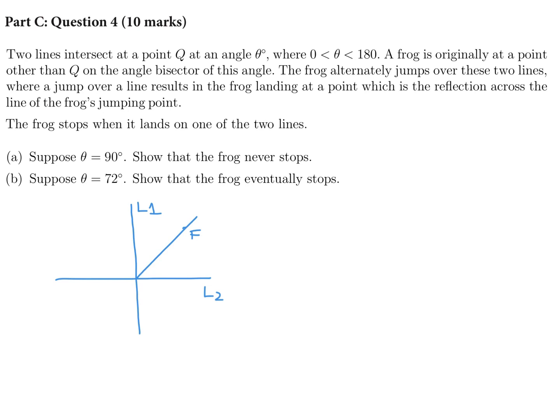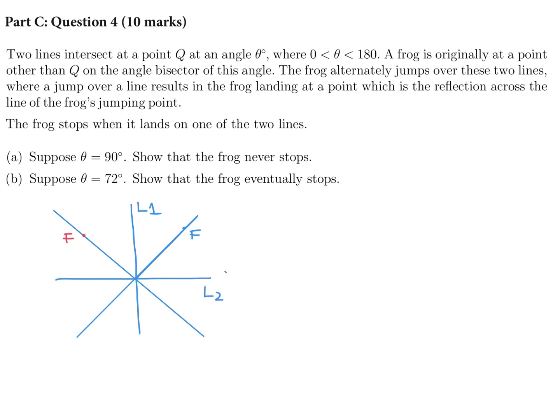Now, entirely based on the definition of the question, the frog jumps over a line to a point which is a reflection across the line. So what that essentially means is that the frog jumps in a way so that L1 becomes a mirror. So it'll go right across to here, entirely based on what the question tells you. And then the frog is here.